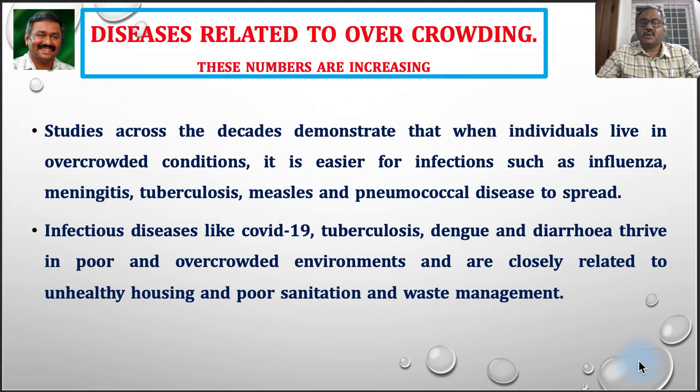Diseases related to overcrowding. These numbers are increasing. Studies across the decades demonstrate that when individuals live in overcrowded conditions, it is easier for infections such as influenza, meningitis, tuberculosis, measles, and pneumococcal diseases to spread. Infectious diseases like COVID-19, tuberculosis, dengue, and diarrhea thrive in poor and overcrowded environments and are closely related to unhealthy housing and poor sanitation and waste management.